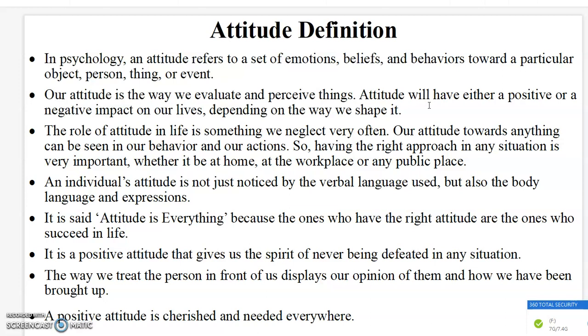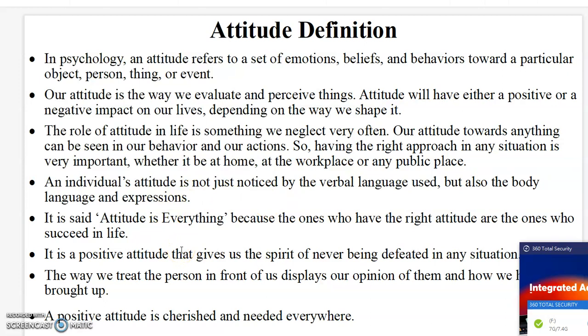The role of attitude in life is something we neglect very often. Our attitude towards anything can be seen in our behavior and our actions. So, having the right approach in any situation is very important, whether it be at home, at the workplace, or in any public place. An individual's attitude is not just noticed by the verbal language used, but also the body language and expression.